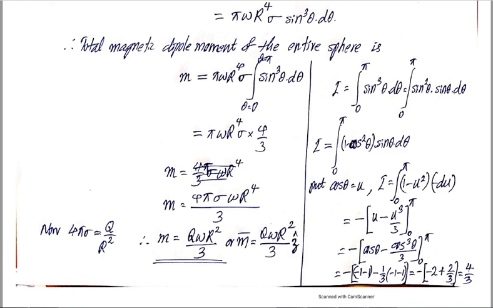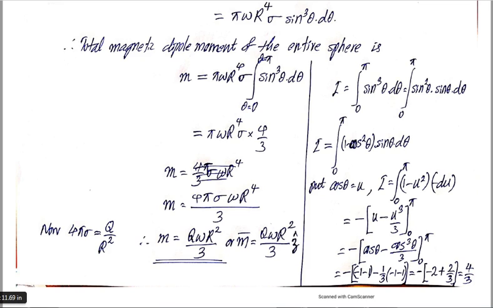Now applying the limits, cos pi minus cos 0, minus 1 by 3 into (cos cube pi minus cos cube 0). Cos pi is minus 1 and cos 0 is 1, so the first part is minus 2. Cos cube pi is minus 1 and cos cube 0 is 1, so minus 1 by 3 into minus 2 is plus 2 by 3. So it becomes minus of (minus 2 plus 2 by 3), minus 4 by 3 into minus, it becomes plus 4 by 3. So that integral value is 4 by 3. We get the dipole moment M equal to 4 pi sigma omega r raised to 4 by 3.